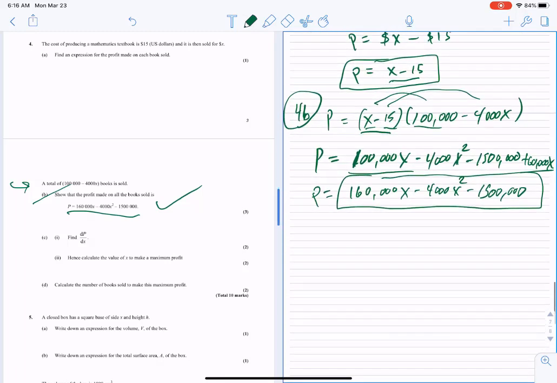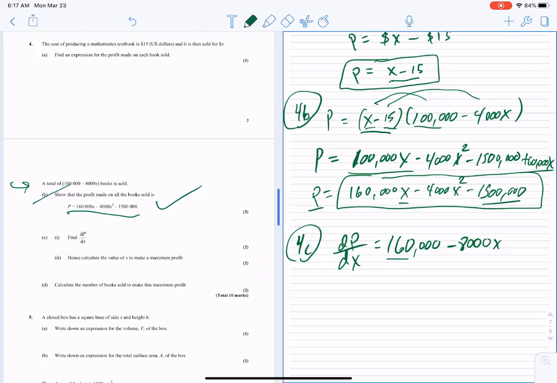All right, moving on. Take the derivative. Find dp dx. We're going to take the derivative of this function right here. So this is 4c. The derivative of p with respect to x, which we call dp dx, is going to be 160,000 minus 8,000x, and then the derivative of this right here on the end will be 0. So this is going to be it. This is my derivative. Okay, and this is part 1.